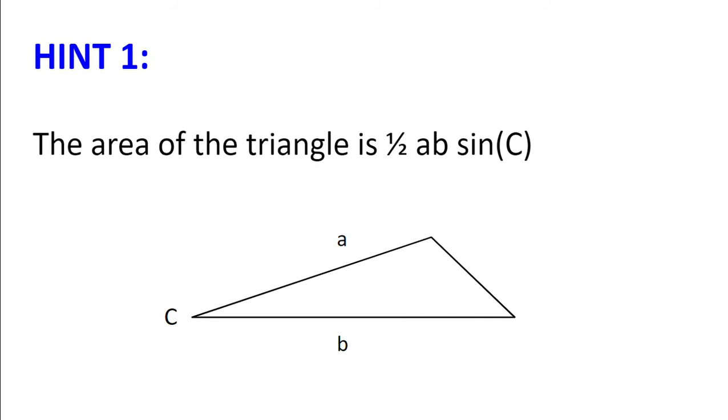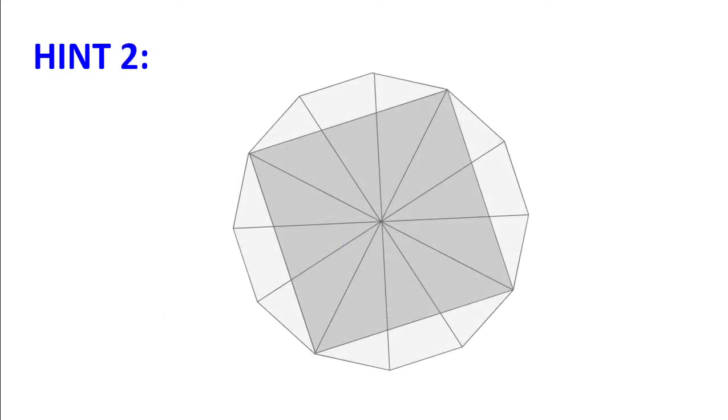We now move on to the second solution, and for this you need to know that the area of the triangle is half multiplied by side length A multiplied by side length B multiplied by the sine of the angle between them, sine C. Hint number 2. So this is your hint. We've split the dodecagon into 12 congruent isosceles triangles.